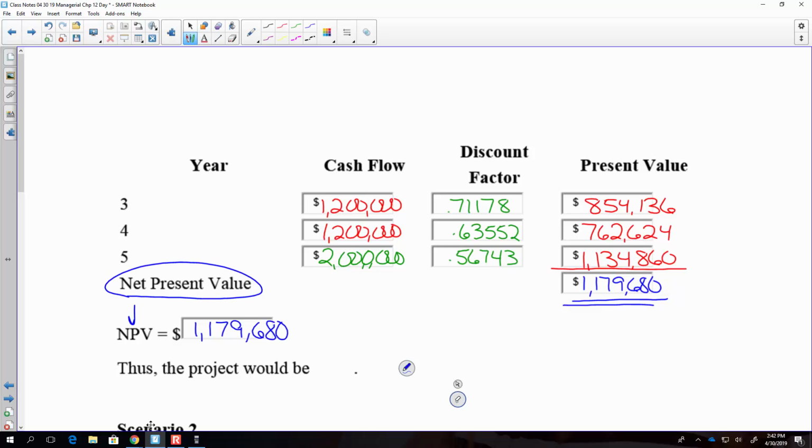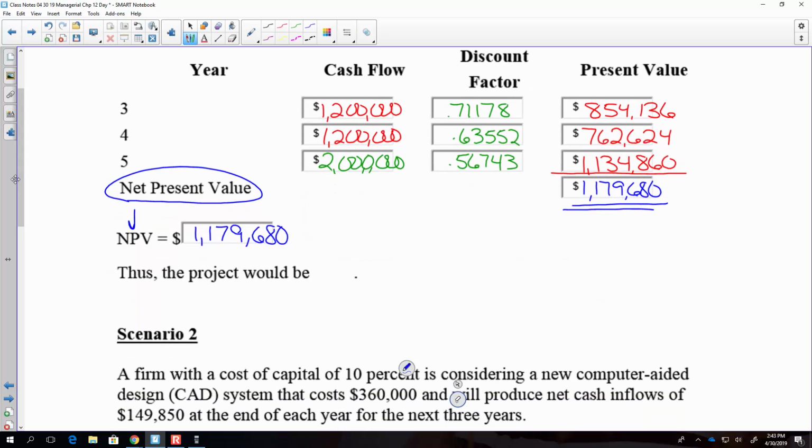So the word net means net of the cost, right? The initial cost. That's what our positive present value is. So since it's a positive number, we would be accepting the project, because it's a positive net present value.